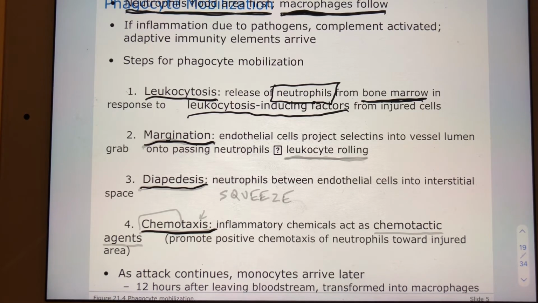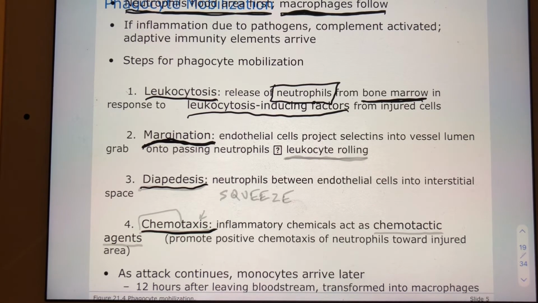Following that leukocytosis of neutrophils, we're going to see neutrophils, and for that matter, macrophages following them, marginate, meaning that they are going to hug, really stick to, adhere to the vessel wall in the general area of the wound or the issue, okay?